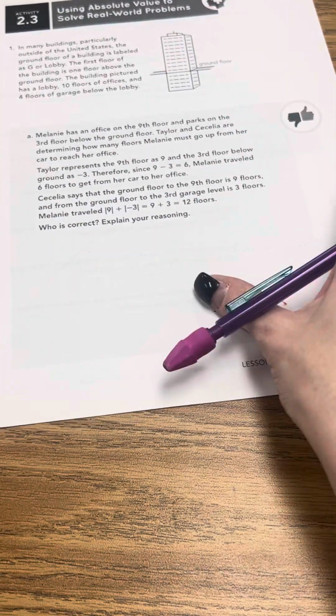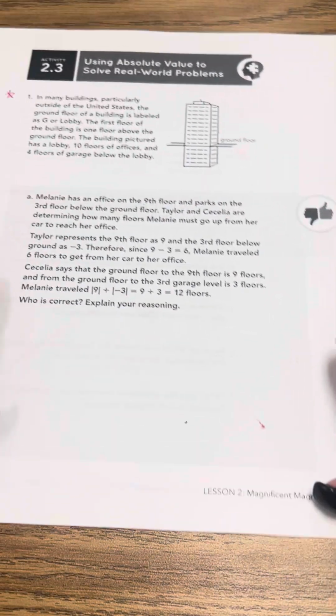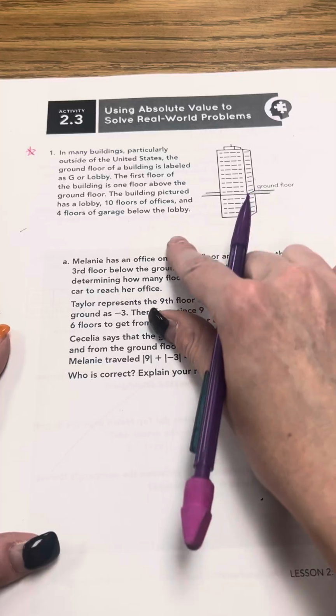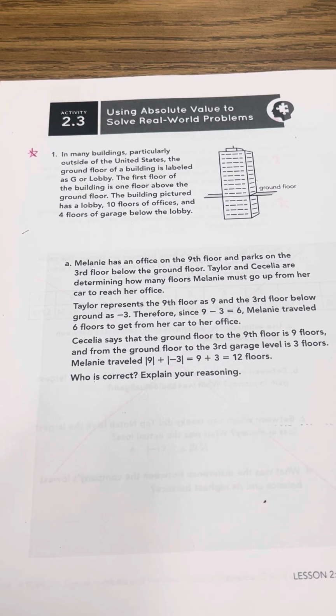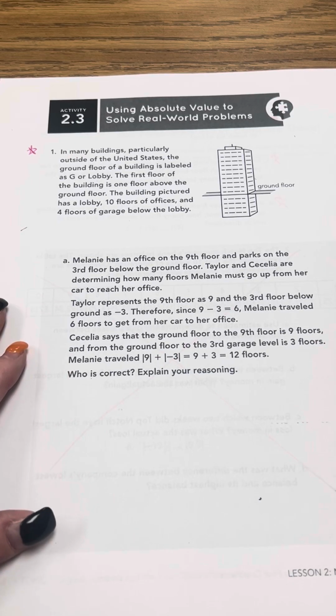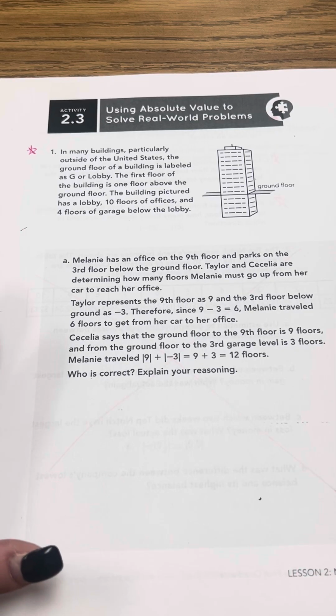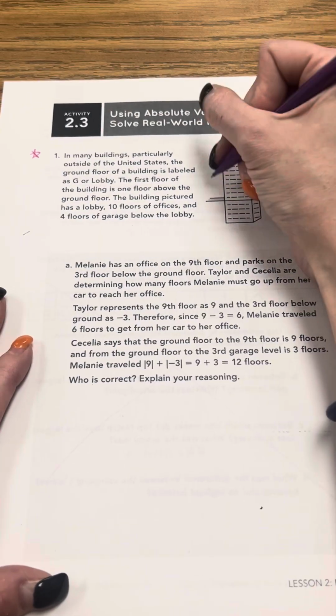Okay, going on. We're on page 461. Here, number 1 says, in many buildings, particularly outside of the United States, the ground floor of a building is labeled as G, or lobby. The first floor of the building is 1 floor above the ground. The building pictured has a lobby, 10 floors of offices and 4 floors of garage below the lobby. So we could look at this building as a number line.